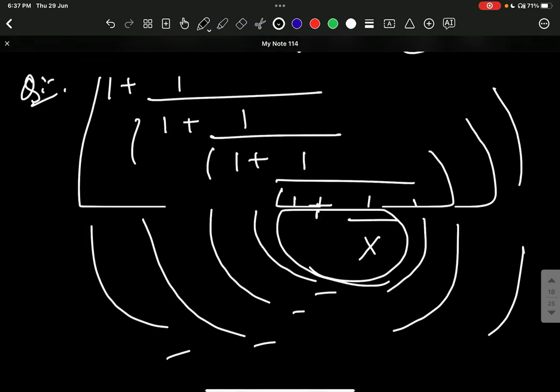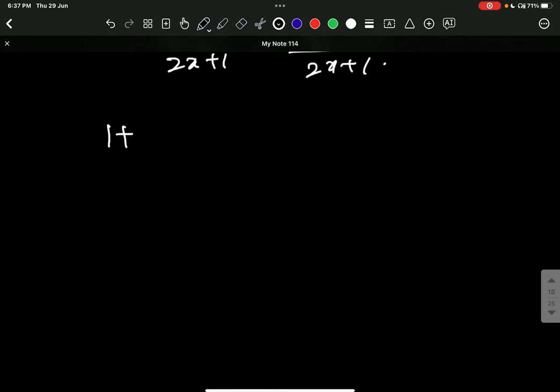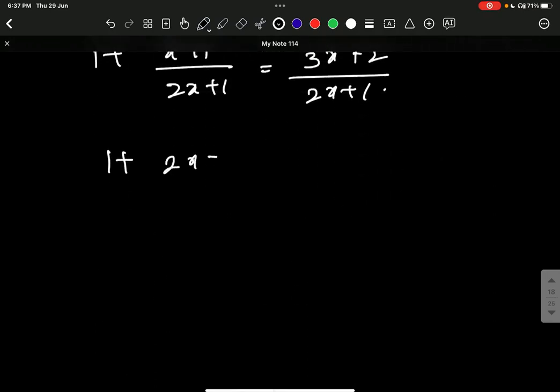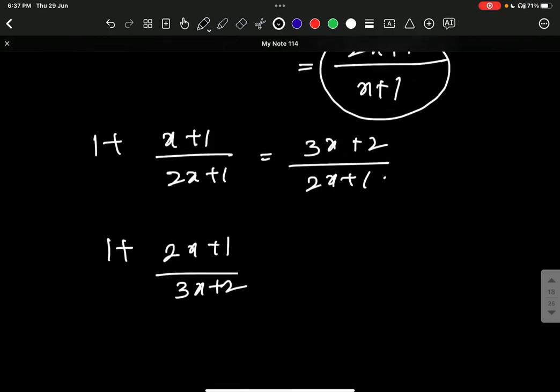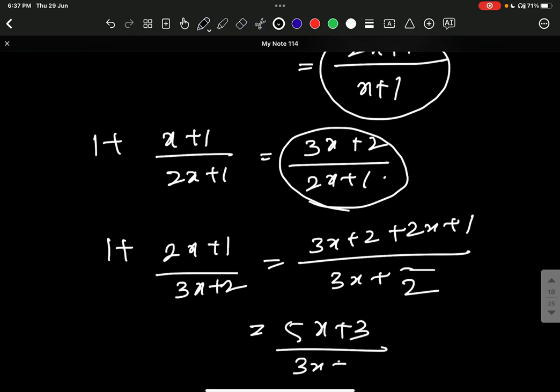You yourself put the bracket here. After putting the bracket you can check it by yourself. So 1 2 3 times is done, the last time: 1 plus 2x plus 1 divided by 3x plus 2. I am reciprocating this from here, as you can see, because 1 by anything is the reciprocal. Solve this. This is 3x plus 2 divided by 3x plus 2 plus 2x plus 1, that is nothing but 5x plus 3 divided by 3x plus 2 is the right answer.